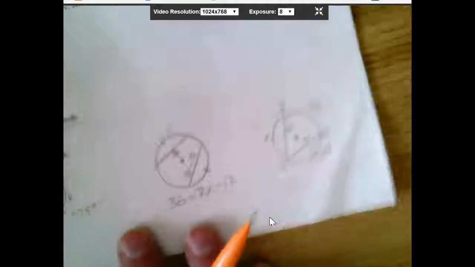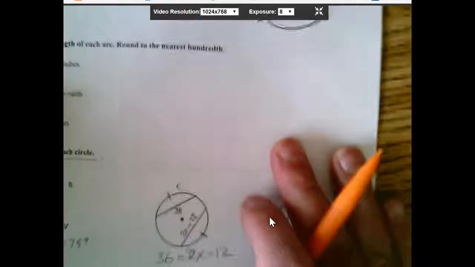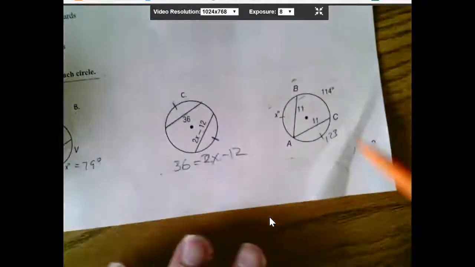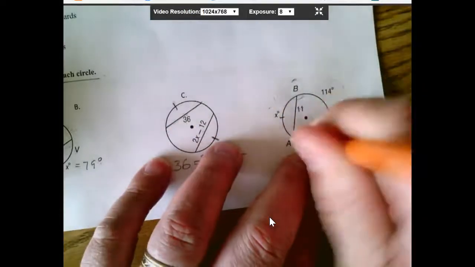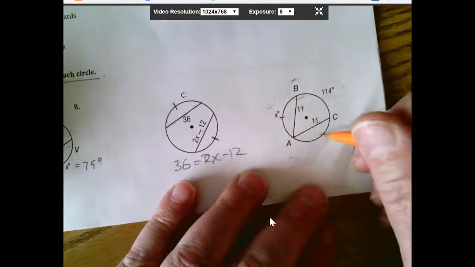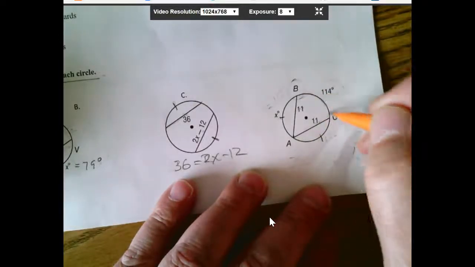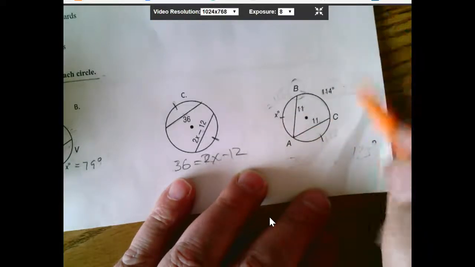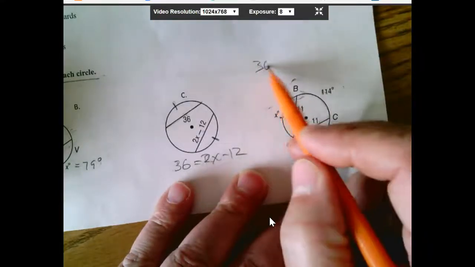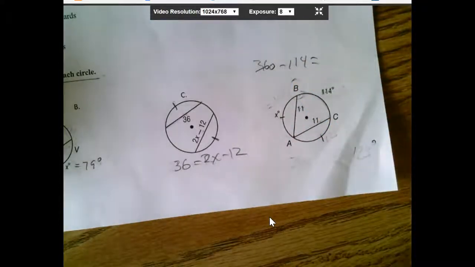Okay, the last one we got here, let me erase this messing around stuff. So here again we have congruent chords, 11 and 11. So we know that this is equal to this chord. Thing is, we don't know what either one is. But we do know that the other arc and the rest of the circle is 114. We know these are equal, so if we just take 360 minus 114, that would tell us what's left, and then we just have to cut that in half.